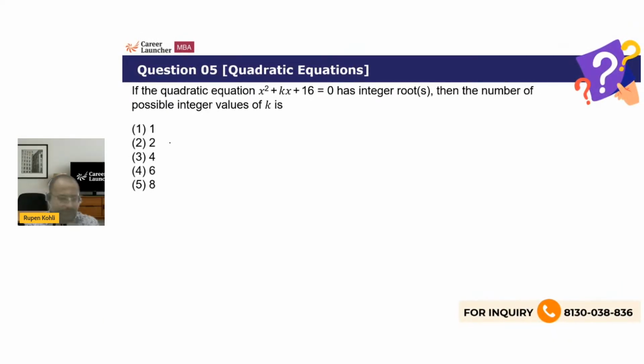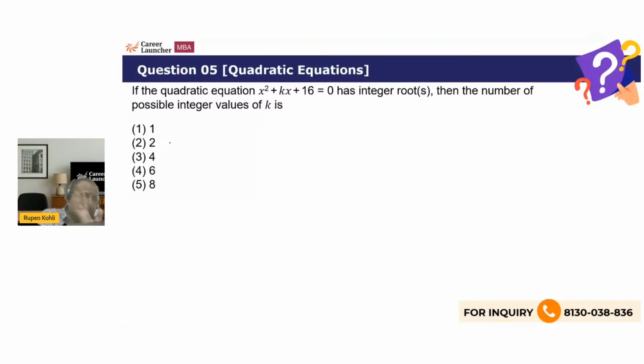All right. Next one. Quadratic, right? Quadratic. Okay. If the quadratic equation x square plus kx plus 16 equals 0 has integer root or roots, then the number of possible integer values of k is how much? So a question on quadratics with the integer condition on the roots, right? Roots are integers. How many values of k are possible? k is the coefficient of x.